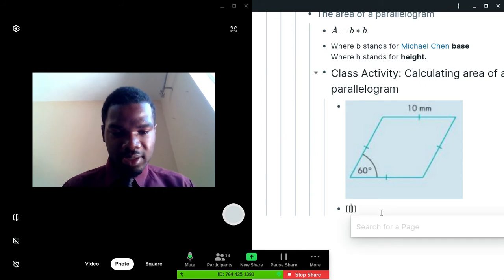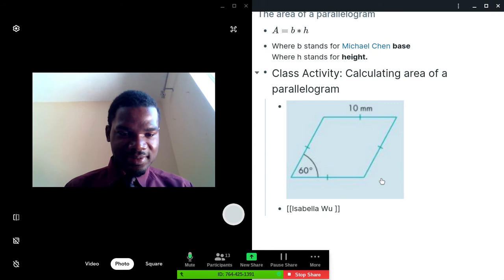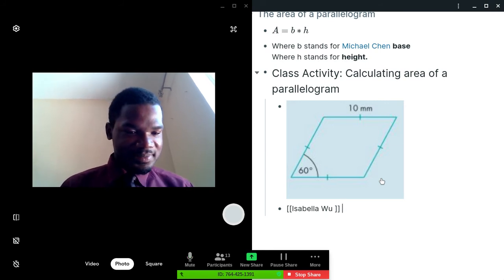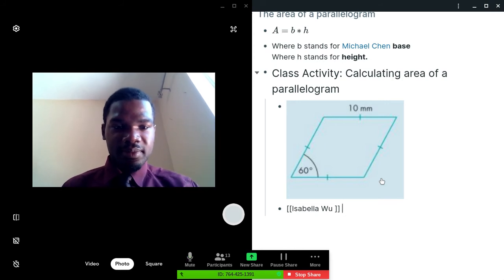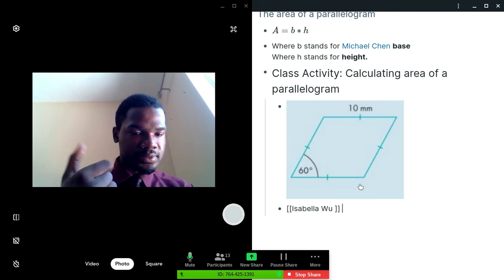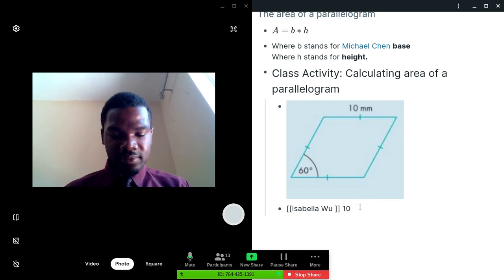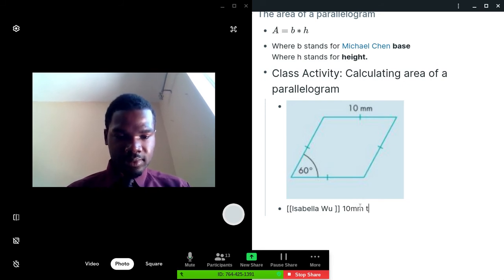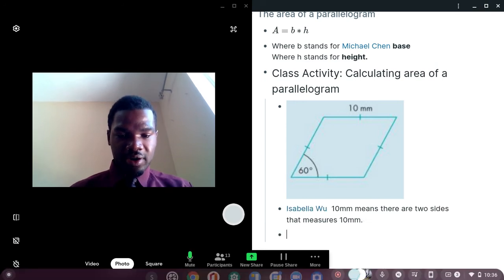Isabella. Sir, the measurement for one side is the same measurement for the other side. Squares, rectangles. So the side opposite to it measures the same, right, Isabella and George? Yes, sir. Excellent. So if you see 10 millimeters given, that means there are two sides that measure 10 millimeters. Okay, that's the first step.